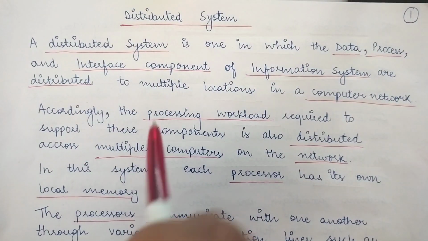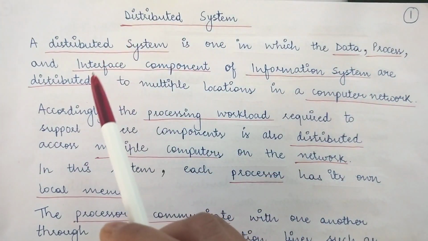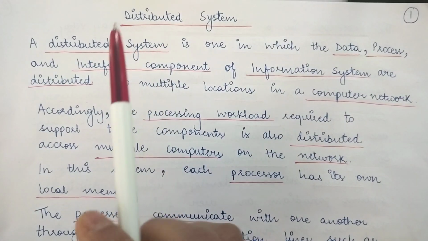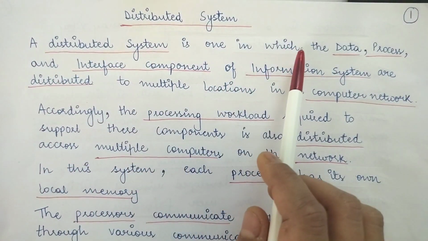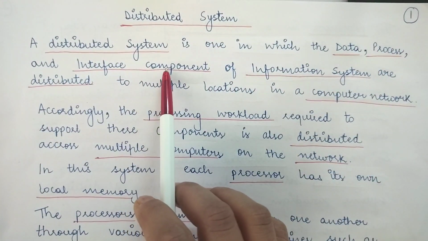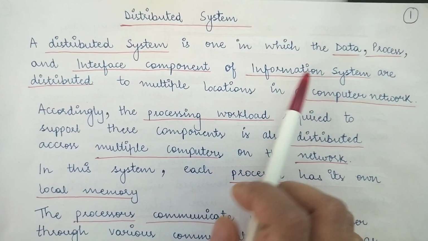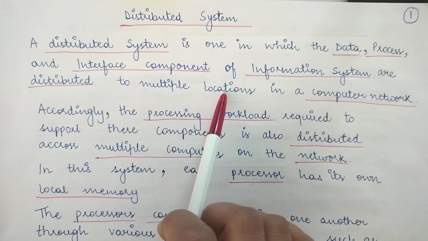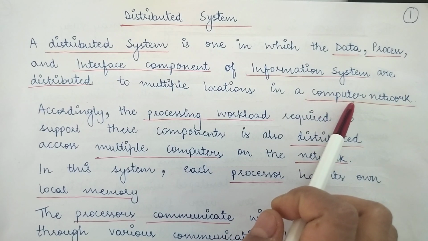Hi everyone. Today we are going to study distributed systems in system analysis and design. A distributed system is one in which the data, process and interface component of an information system are distributed to multiple locations in a computer network.